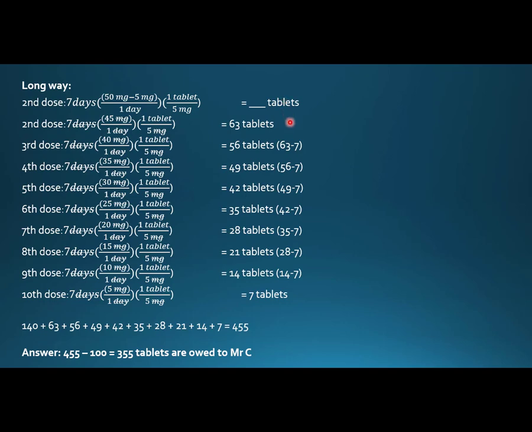So the second dose is 63 tablets. The third dose is 56. The fourth dose is 49, and we're doing all of this math, and it's very time consuming. But what you might notice is, wait a minute, I see a pattern. 63, went to 56, went to 49. And you notice that this is 63 minus 7 makes 56, 56 minus 7 makes 49. And if you trust this pattern, then you can just forget about all of this and just go 42, 35, 28, 21, 14, and 7. So add up 140 plus 63, 56, 49, 42, 35, 28, 21, 14, and 7 to get to 455. Remember to subtract the 100 you gave them.